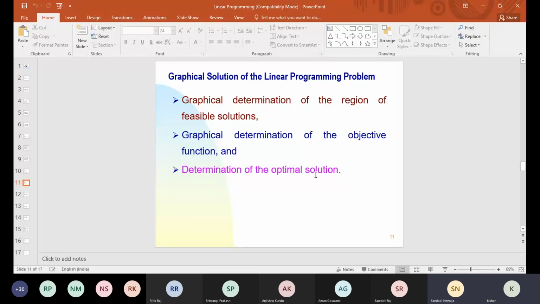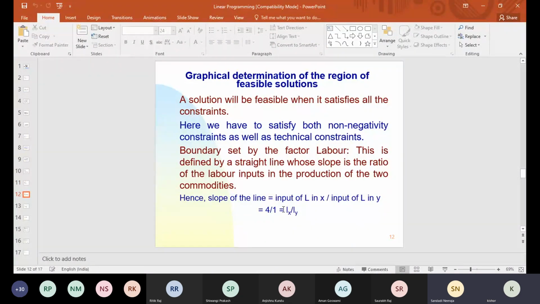So how are you doing it? Here it is showing in a different way. Just like in our isoprofit line, I made that slope, similar technique they are using. But in our diagram, we showed you how to find the maximum and minimum, then join it. It is also maintaining the same slope. In another way, you can do it. A solution will be feasible when it satisfies all the constraints. All the constraints mean non-negativity as well as technical constraints. Here we have to satisfy both non-negativity and technical constraints.